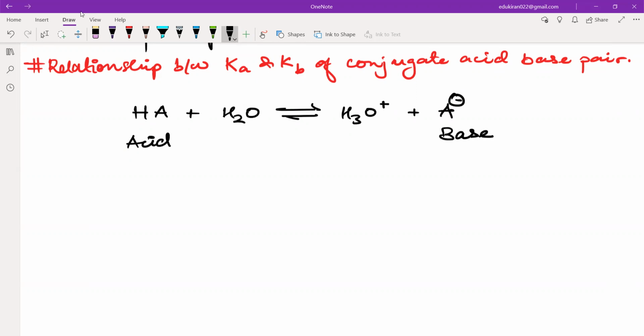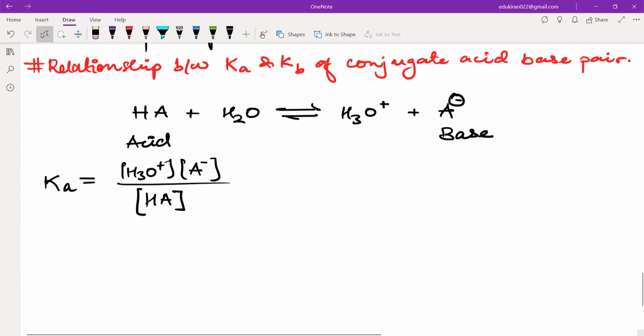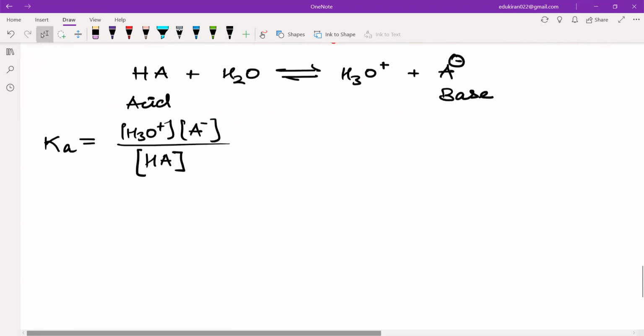Now for this reaction, I can write the Ka, because in the reactant side we have acid, and acid is something that is reacting with water, and so we have to write Ka. So Ka will be equal to the concentration of H3O positive into the concentration of A negative divided by the concentration of HA, right? We don't have to write H2O because it is a pure liquid. We don't write the concentration of pure liquid.